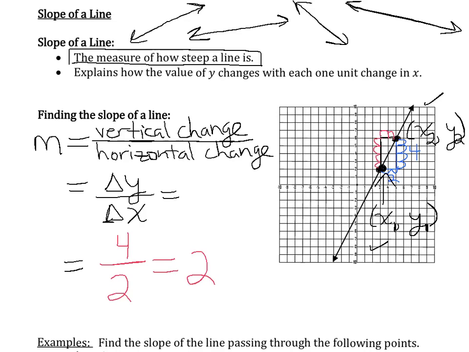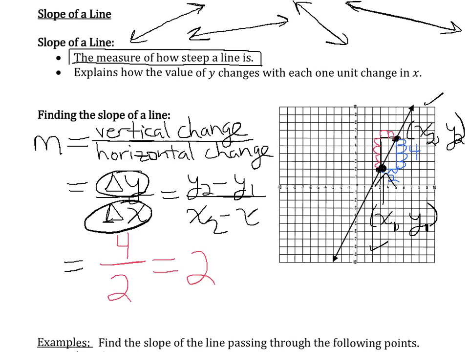Now, if I want to find the change in my y over my change in my x in order for me to find my slope, then all I have to do is subtract my y values. So I'm going to say y2 minus y1, and I'm going to divide that by my horizontal change, which is in my x's. I'm going to say x2 minus x1.